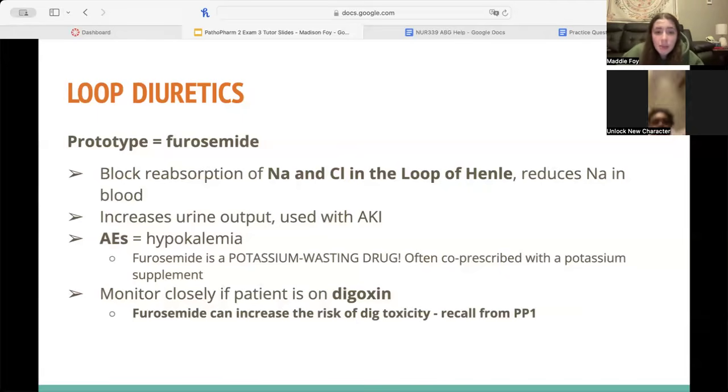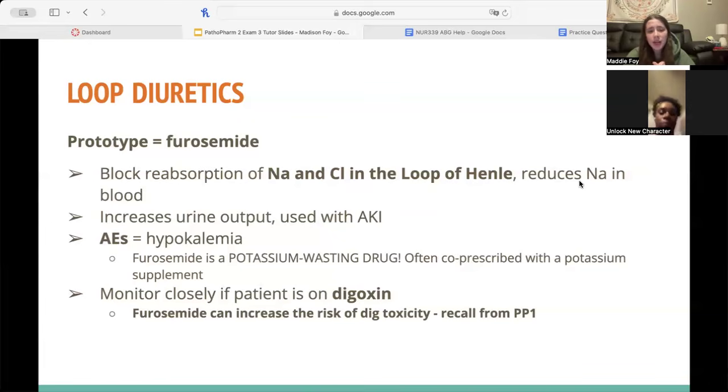Furosemide is a potassium wasting drug. So a lot of times when you give furosemide, you're also going to give it with potassium because by giving them furosemide, hey, you might help with their fluid regulation and their urine output, but you're going to tank their potassium. So you give it with a potassium supplement. I feel like I see that all the time. They're like horse pills. They're huge pills if you give them PO.